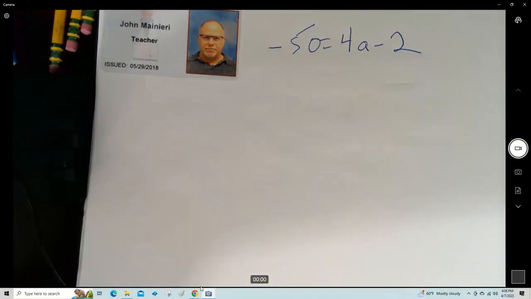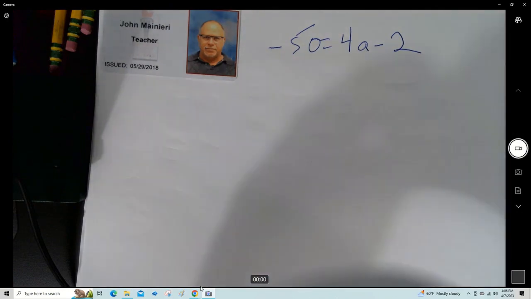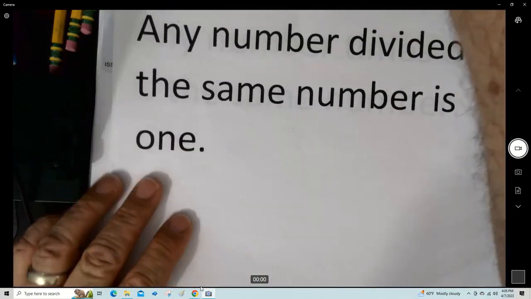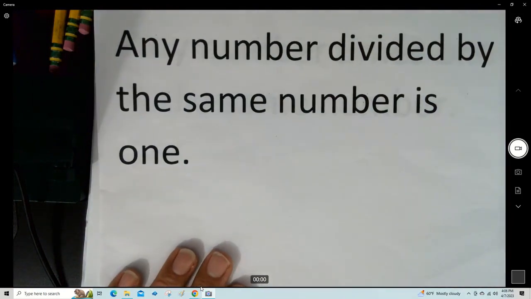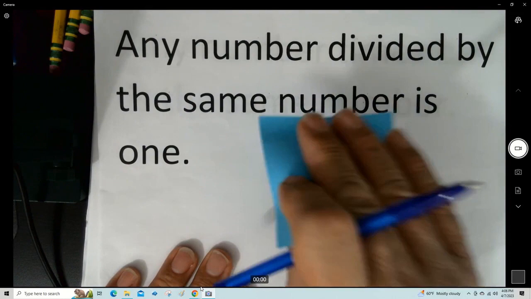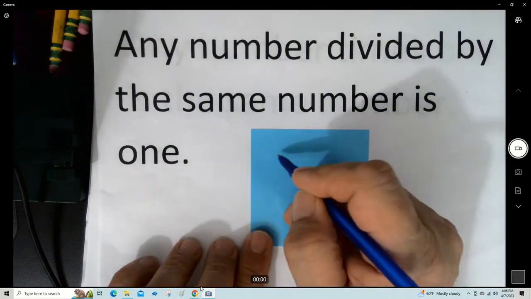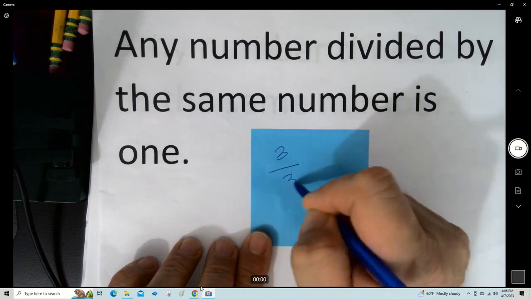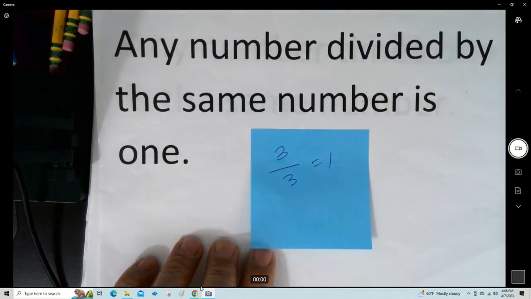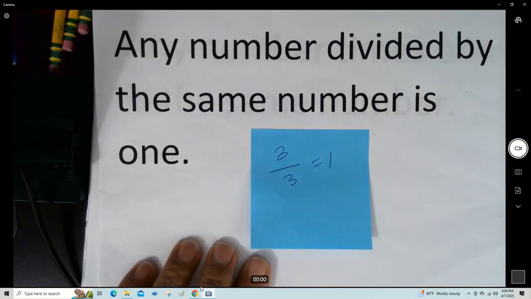Now, what I'm going to do is use my little stickies here so I don't have to write up on it and show you what they mean. Okay? So, any number divided by the same number is 1. All right? Here we go. 3 divided by 3 is 1. Oh yeah, that's pretty simple, right? But we're going to get more complex things, right?